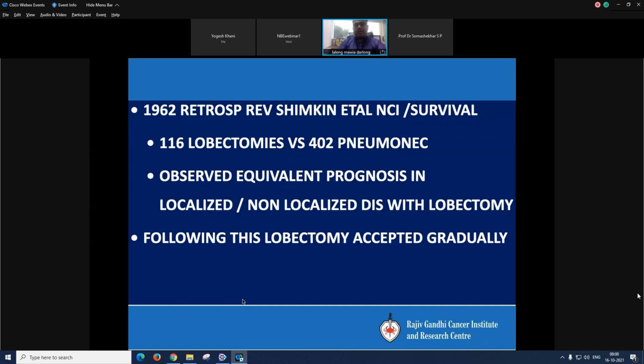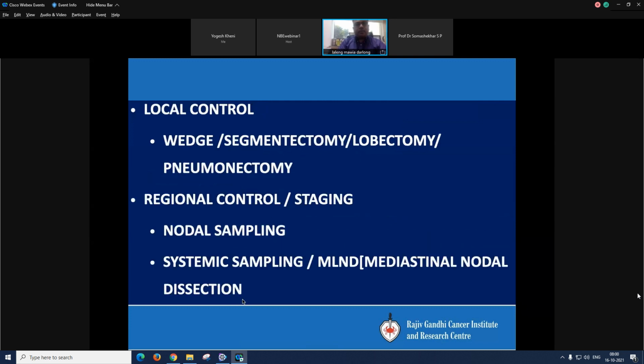Lobectomy was getting more and more accepted, and now we are in the era where lobectomy is the standard of care. From a local control point of view, we have gone from pneumonectomy and lobectomy to, in some areas, segmentectomies and wedge resections in some cases. And again, for regional control, both therapeutic and diagnostic or staging, we are doing a lymph node dissection, a mediastinal lymph node sampling, or maybe a nodal biopsy.